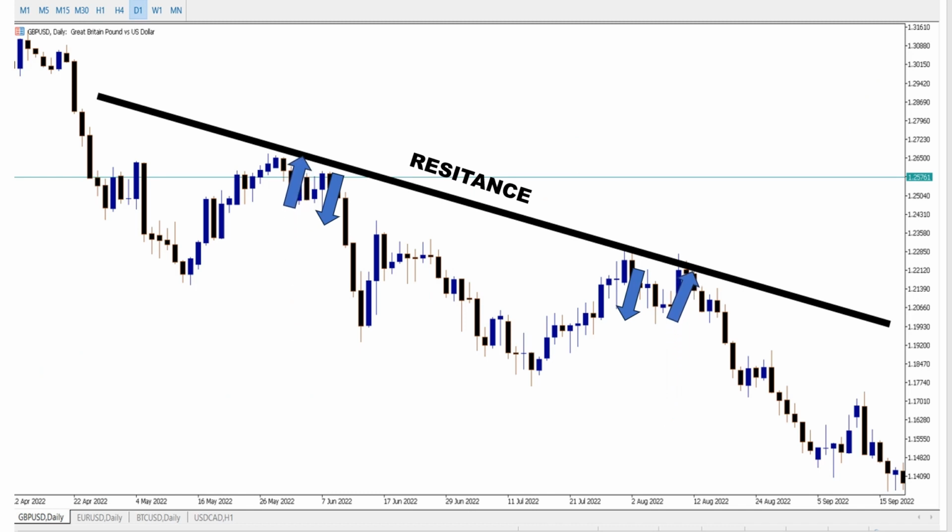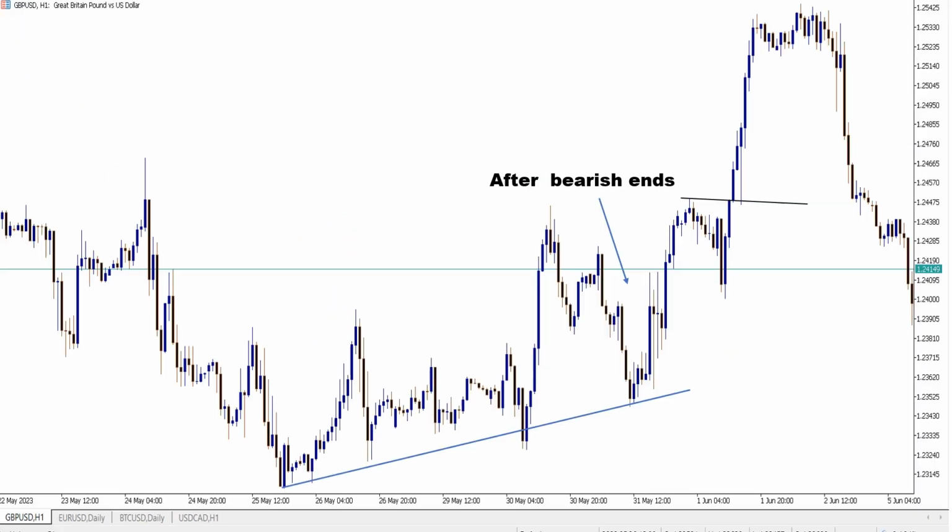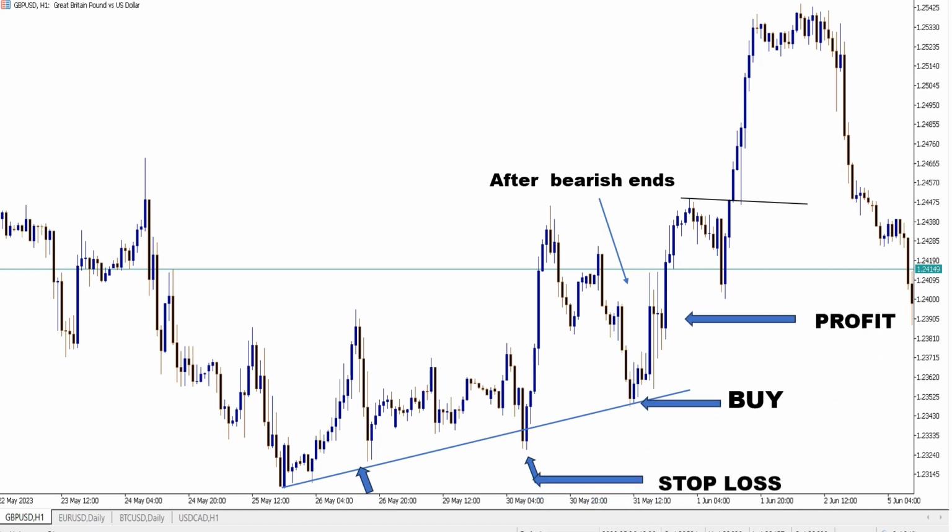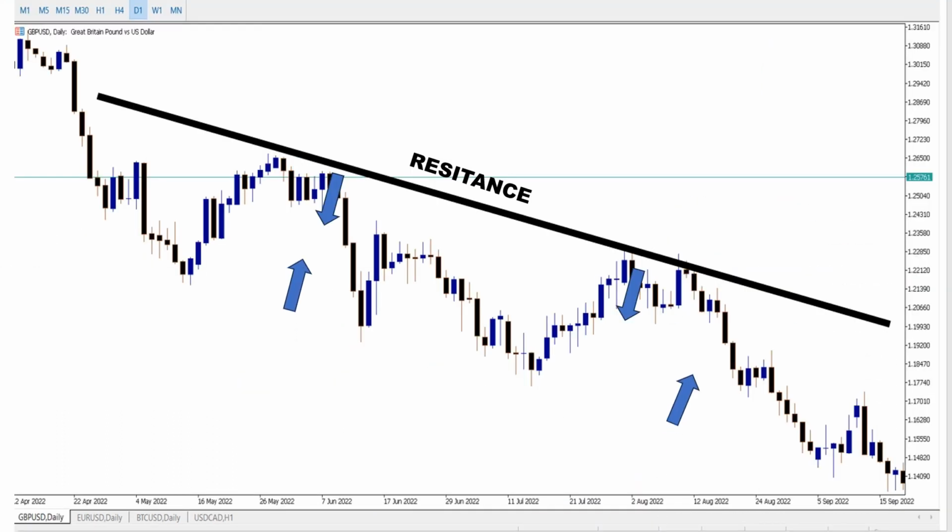Conversely, a downward trend line may act as a resistance level, where prices tend to encounter selling pressure and continue the downward movement. Traders often look for opportunities to buy near an upward trend line or sell near a downward trend line.